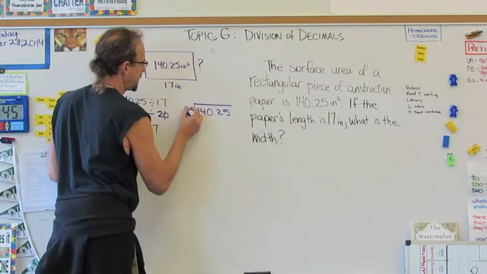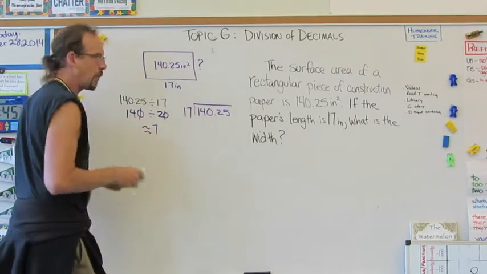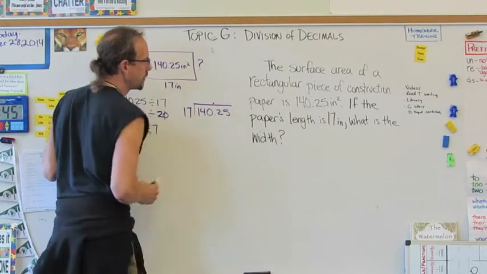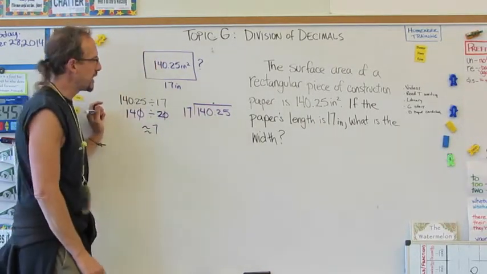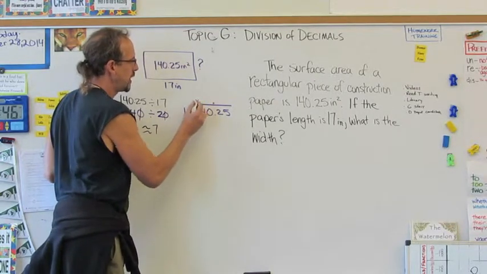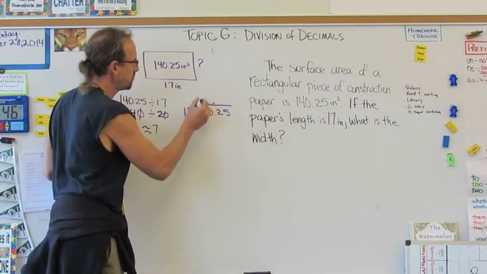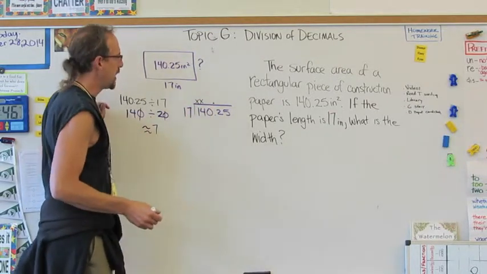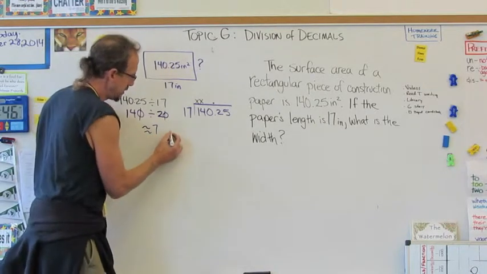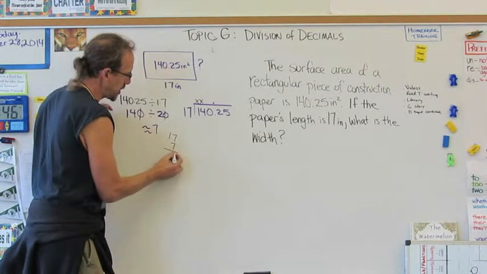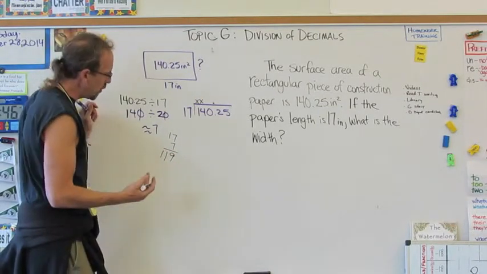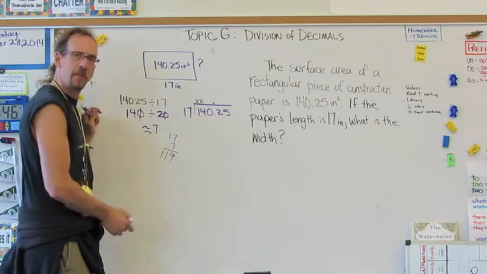140.25 divided by 17. I want to make sure that I put my decimals straight up right away. Very first thing. And then I'm going to see how many 17s go into 1. None. How many go into 14? None. Too small. And how many go into 140? Probably about 7. Let's try that over here to check. That's 119. You know what? I think I've got room for another one.